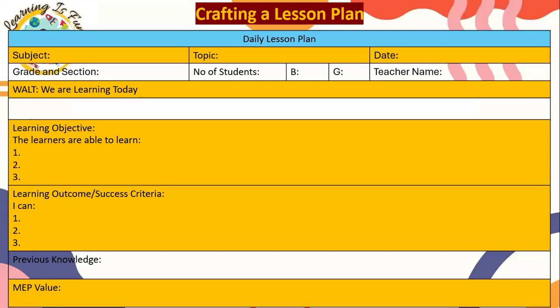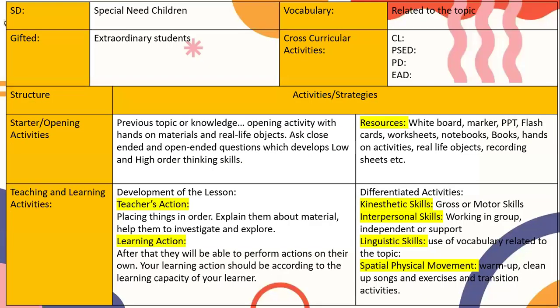Then MEP, do mention one moral value which they learn from you at that time. For example, if you are working with plants, you are going to have an MEP according to that: don't cut the plants, save the trees, save your environment, or something like that. One MEP must be there in every lesson plan.